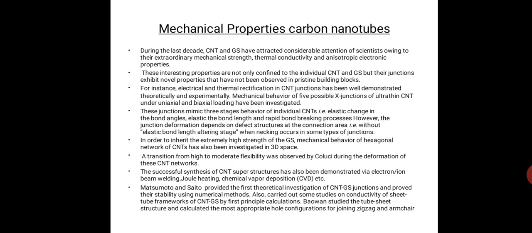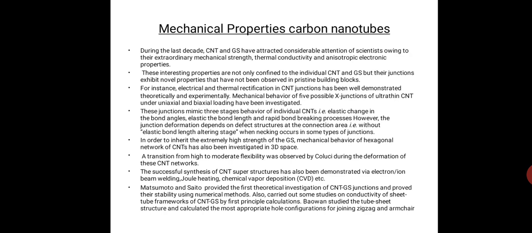So coming to the mechanical properties of carbon nanotubes. During the last decade, CNTs and GS have attracted considerable attention of scientists owing to their extraordinary mechanical strength, thermal conductivity, and anisotropic electronic properties. These interesting properties are not only confined to the individual CNT and GS, but their junctions exhibit novel properties that have not been observed in the pristine building blocks. For instance, electrical and thermal rectification in CNT junctions have been demonstrated theoretically and experimentally.